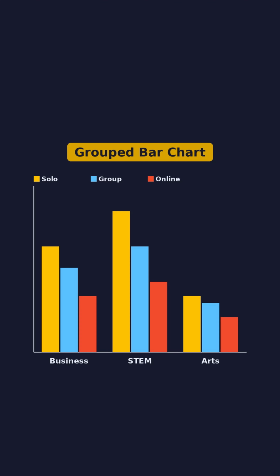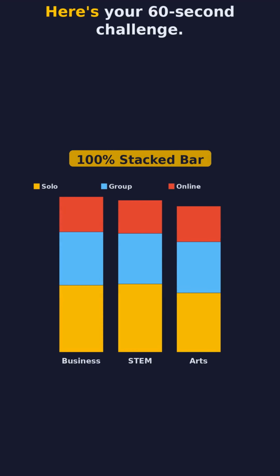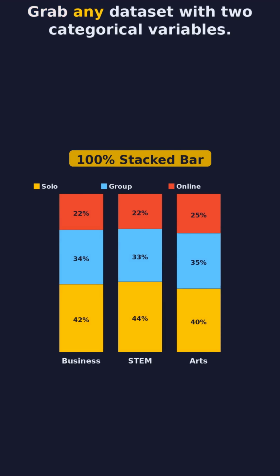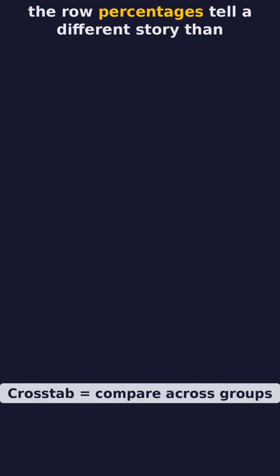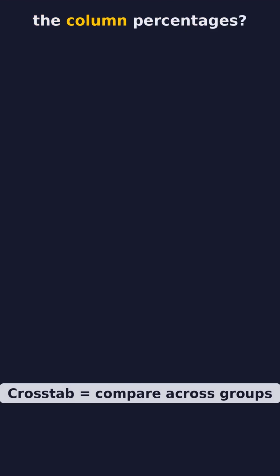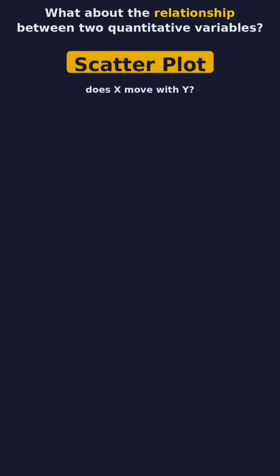Active learning moment. Here's your 60-second challenge. Grab any dataset with 2 categorical variables, build a quick crosstab, and ask yourself, do the row percentages tell a different story than the column percentages? Try it right now.